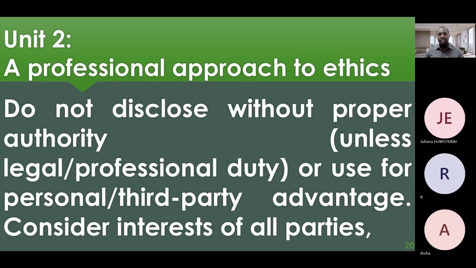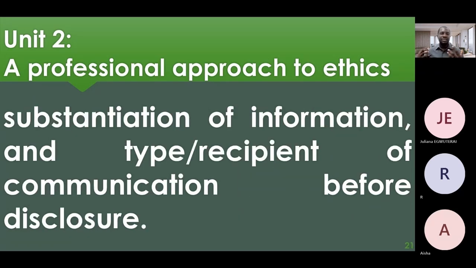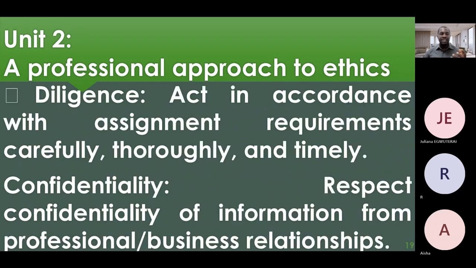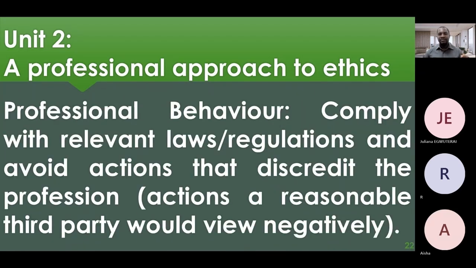So with conflict of interest, you must consider the interest of all parties, substantiating that information and the type of recipients of the information you are communicating before disclosing it. It has to be authorized by the person you received that information from. So confidentiality is the 4th one, and we must keep this very, very professional. Number 5, the final fundamental principle of professional ethics, is professional behavior.